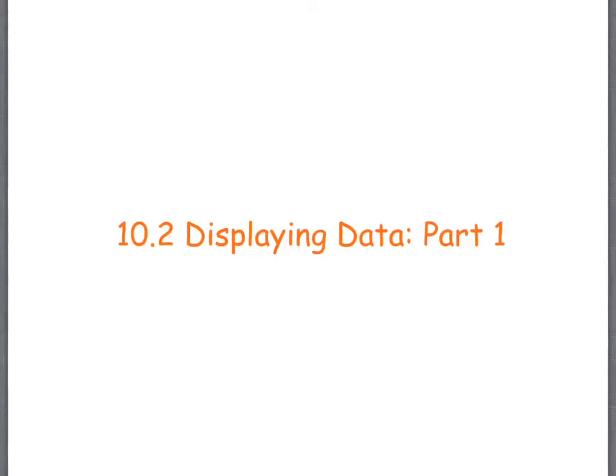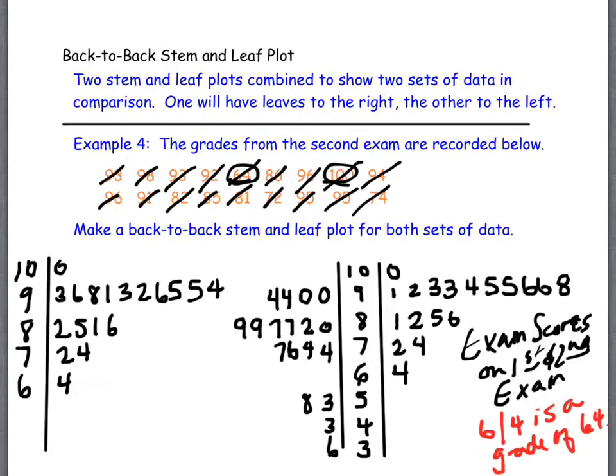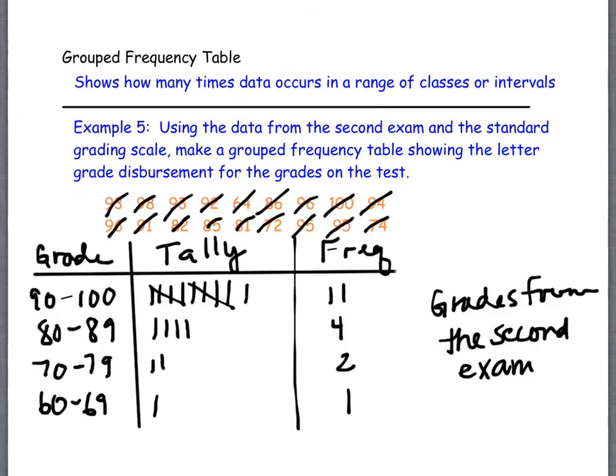Back in section 10.2, we had taken a look at some data and created a grouped frequency table. Let's actually start with that table and take a look at where we were, because that table information is what's going to be used to create the next graph. When we were creating a grouped frequency table, we were told to use the letter grades that correspond to our traditional grading scheme. So that's how we came up with those values.